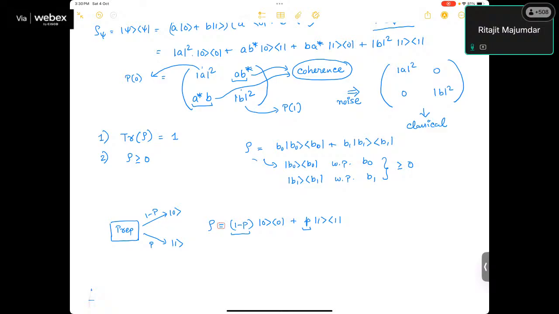And in fact, this is an example of noise. This is a state preparation. I said we are flipping a coin, but essentially it's a kind of noise: we should always be preparing the state 0, but sometimes we end up preparing the state 1. So this is a first example of noise, and we'll look into more later.